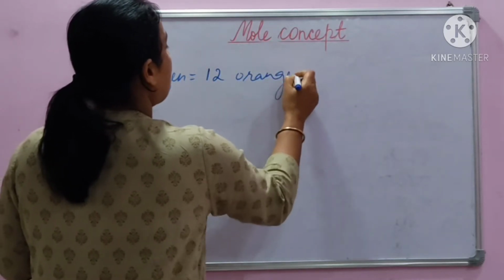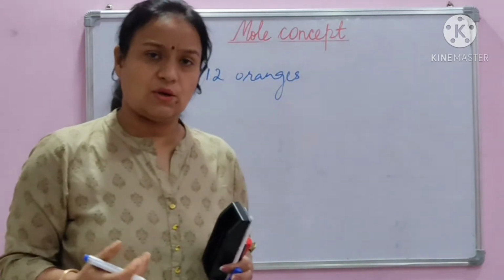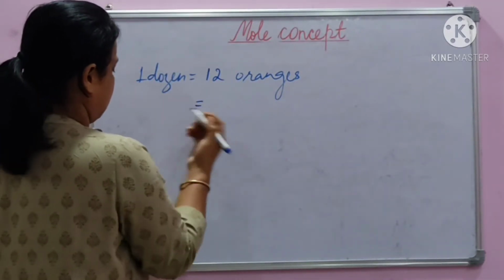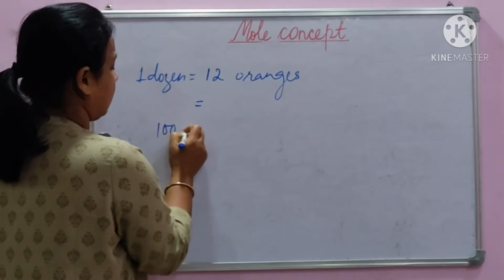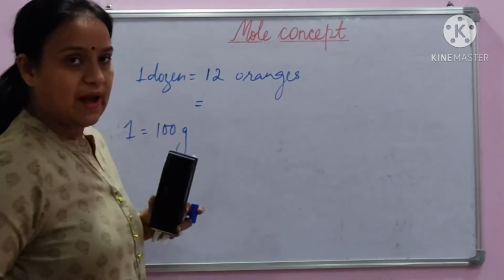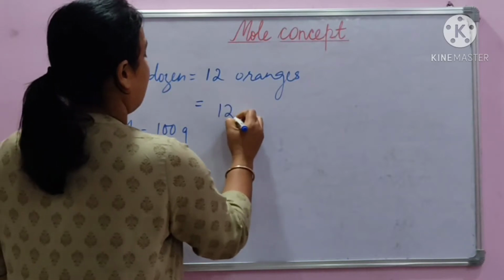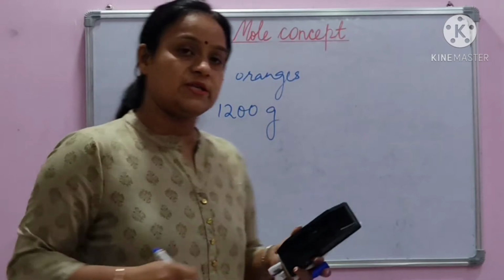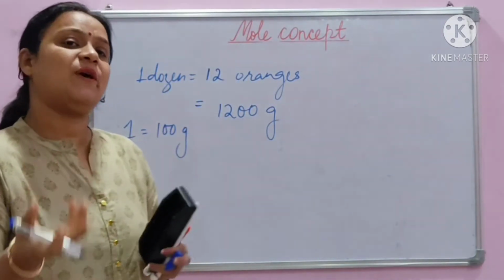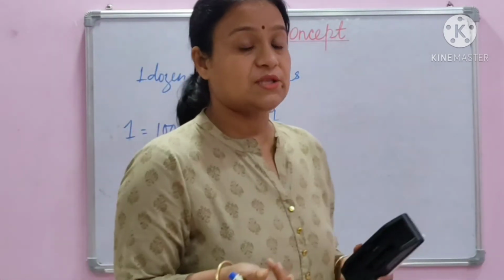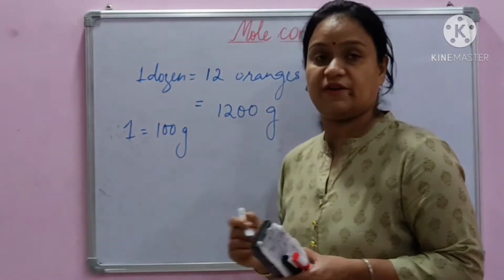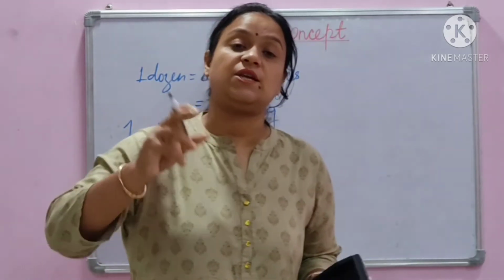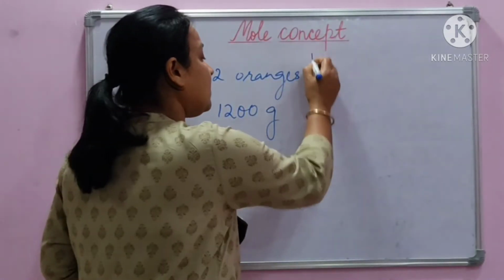Now, if I ask you what is the mass of this 1 dozen oranges? Say, for example, each orange is 100 grams. Okay, 1 orange is 100 grams. So, 1 dozen orange will be equal to 1200 grams. Right? So, if I ask you how many oranges you have, you will say, I have 12 oranges. And if I ask you what is the mass of the oranges that you have, then you will say it is 1200 grams.